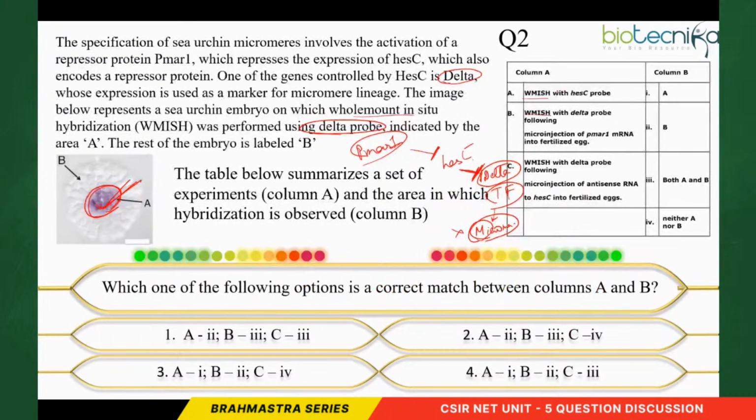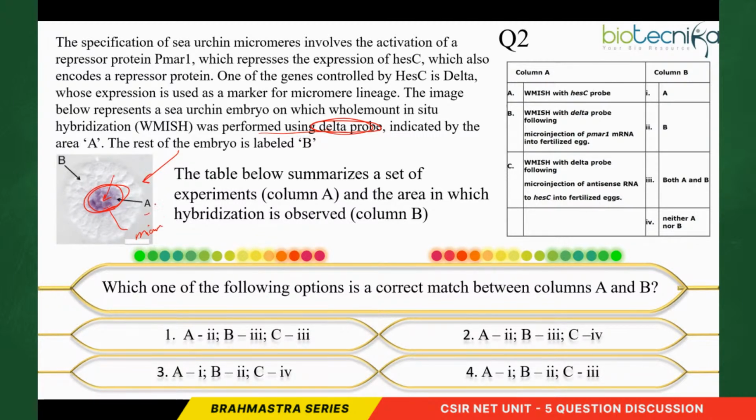So what it is saying, the whole mount in situ hybridization, if it is done with HESC probe. So here, this is the result for probe used with delta probe. Okay, so you can see purple color means the probe has gone and bonded, right? So in the central micromeres, you will see delta probe is showing, which means that in these micromeres delta is present. That means what? These are the micromeres. In short, they are giving you the hint that these are micromeres, this A group of section. Now they have given different experiments and where the coloration will be visible. That means where the probe will go and bind.